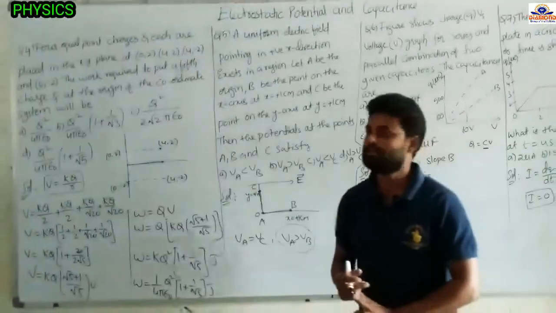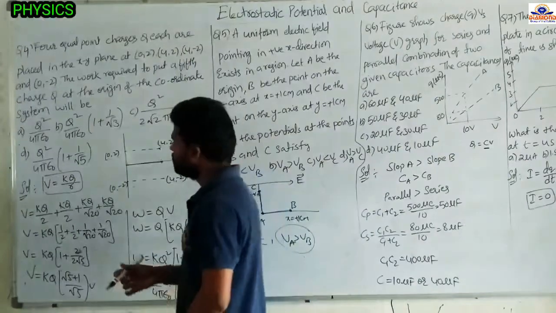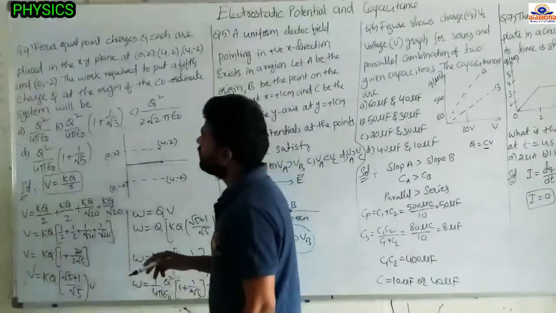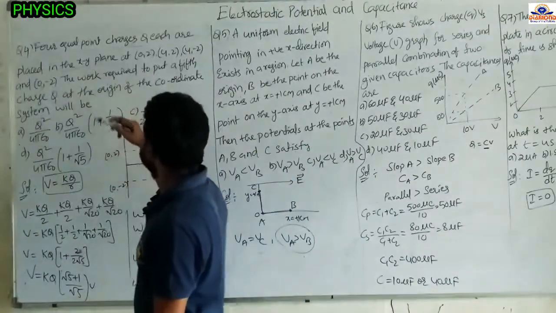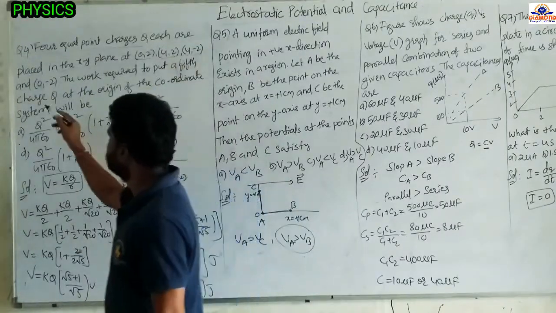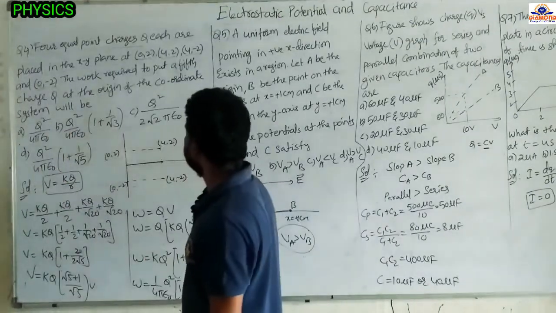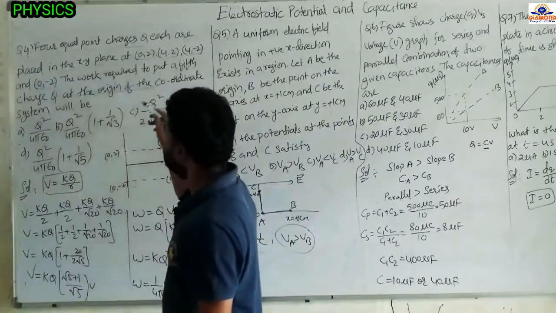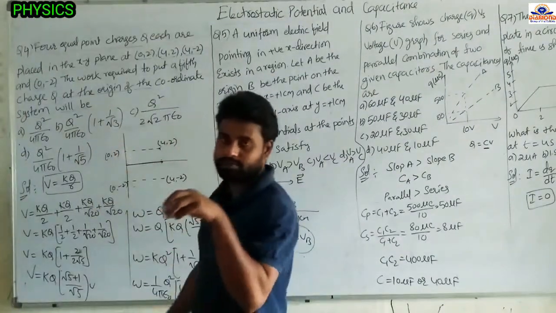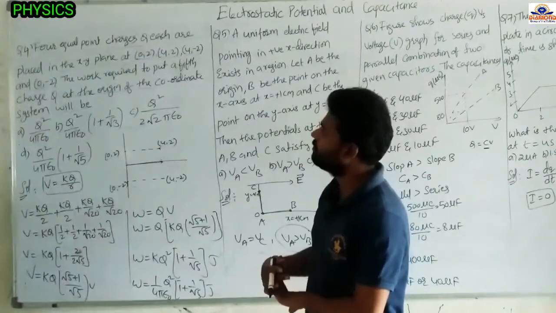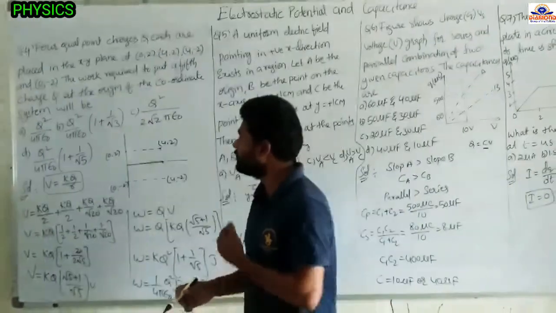Okay, see the next question, the fourth question. 4 equal point charges Q each are placed in the xy plane with the given coordinates 0, 2; 4, 2; 4, minus 2; 0, minus 2. The work required to put a fifth charge Q at the origin of the coordinate system will be? To keep one more fifth charge at the origin, what is the work required?